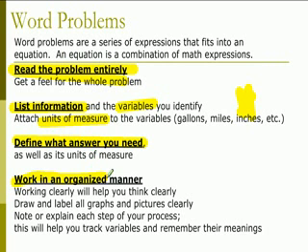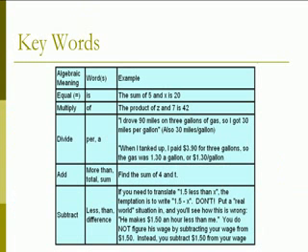And the last part we like to do is work in an organized manner. Working clearly will help you think clearly. I like to draw, and I like to label. I like to make sure that I have everything listed in order. I love to make sure I can explain each step so I know that I'm doing the right processes. When you try to explain this, you keep track of your variables and everything that you need to know within that question.